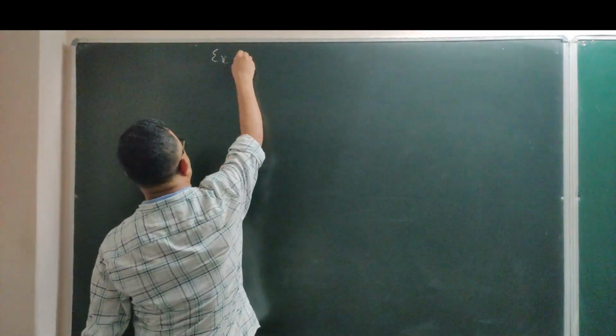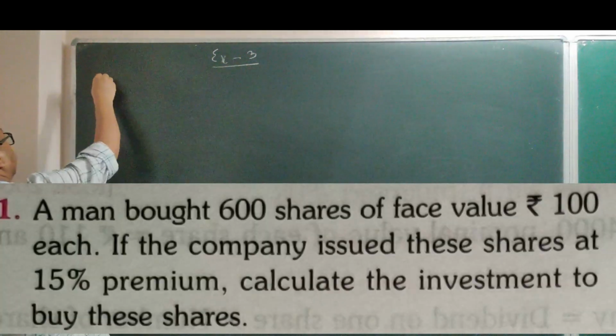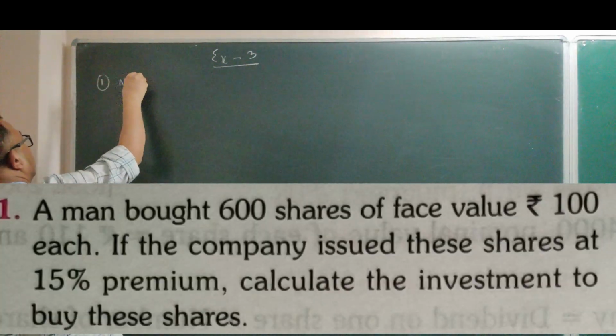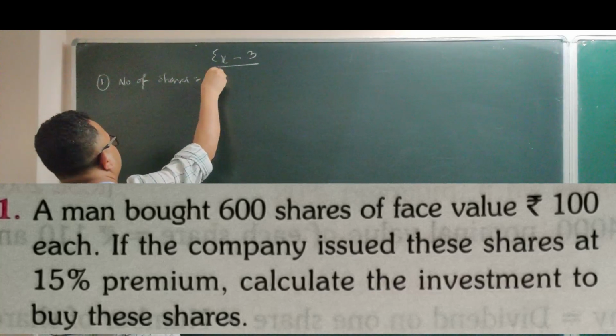Now since I have already discussed the different types, it will be easy for you to understand the questions from this exercise 3. See, the first question is, a man bought 600 shares. So I'll write, the number of shares that he had bought is 600.